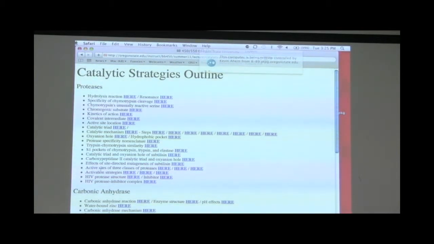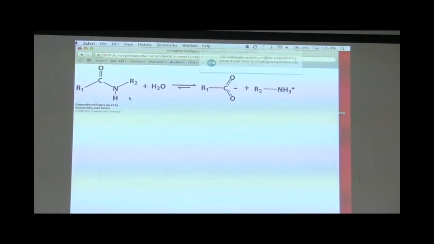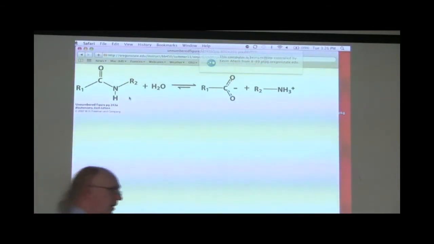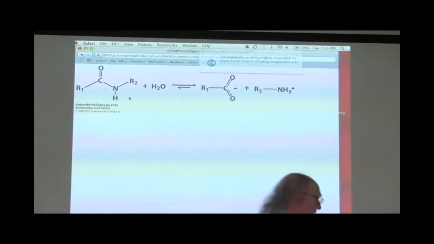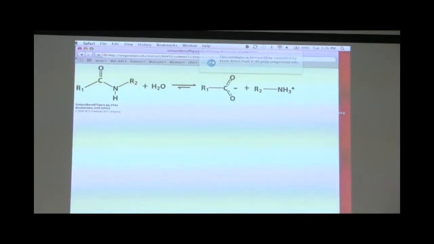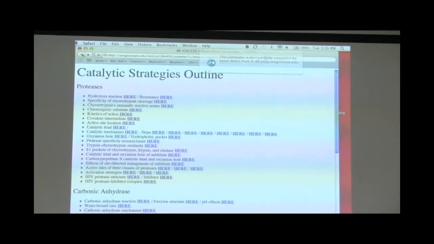Well, let's look at some of those themes. The first of these is something that I've talked about before, which is a hydrolysis reaction. I pointed out that proteases use water to split a peptide bond, and that's exactly what you see on the screen, another example of a hydrolysis reaction. The enzyme I'm going to focus on, at least in the first part of today, is known as chymotrypsin. I'll talk about other ones as well.